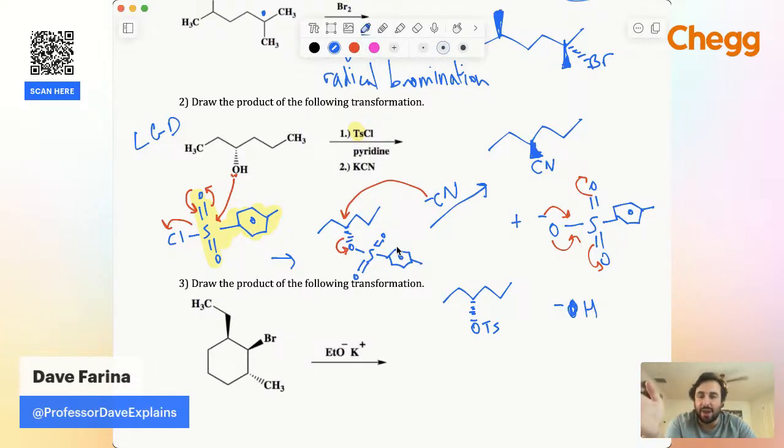It's got to leave, whether you're replacing it, substituting it with another group, or forming the pi bond and kicking it off when the pi bond forms. Doesn't matter. Leaving group has to leave. And O-tosyl is a good leaving group where hydroxyl is not.